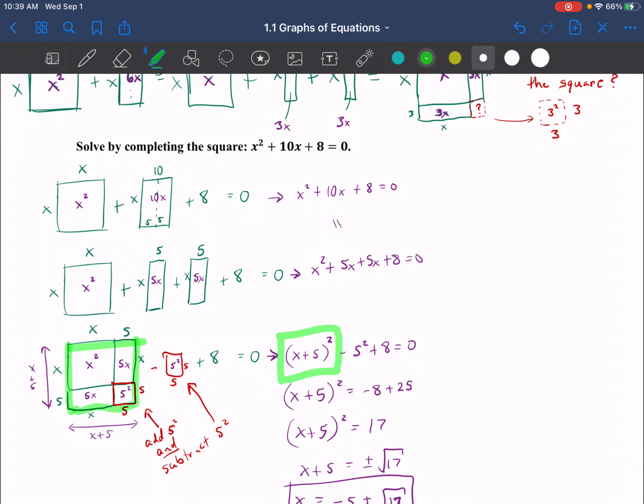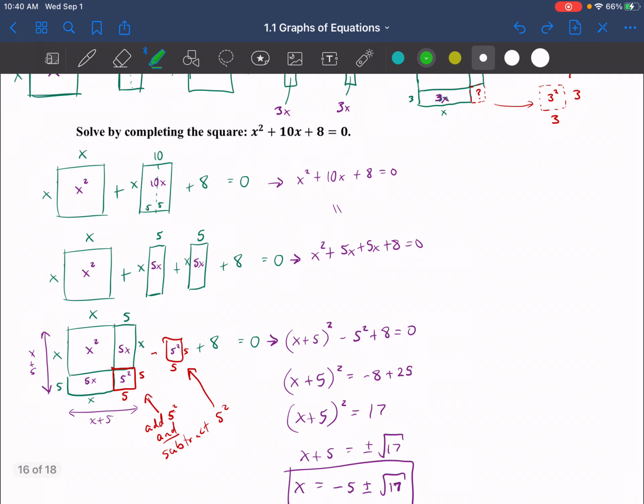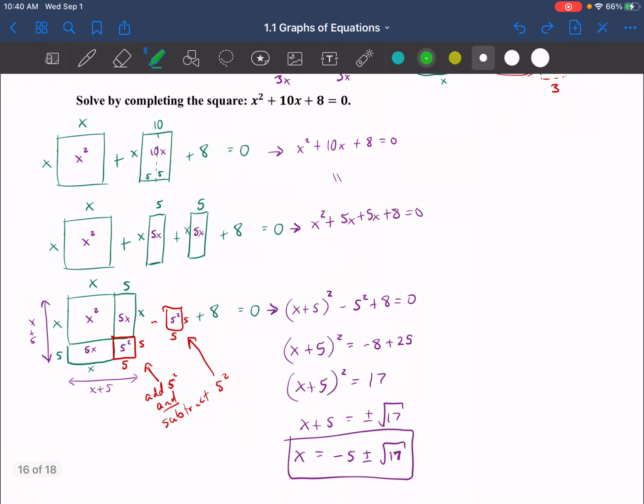And then I still have, since I made that square by adding on this 5 squared, my subtracted 5 squared right there. So this subtracted 5 squared is this 5 squared right there. And then plus 8. You then move everything over to the other side by subtracting 8 and adding 25. You get x plus 5 squared equals negative 8 plus 25. That gives you x plus 5 squared equals 17.